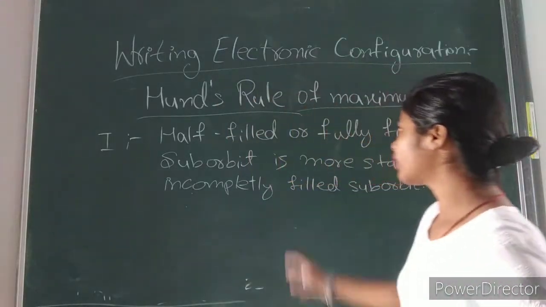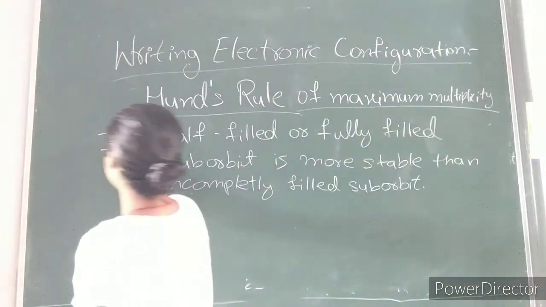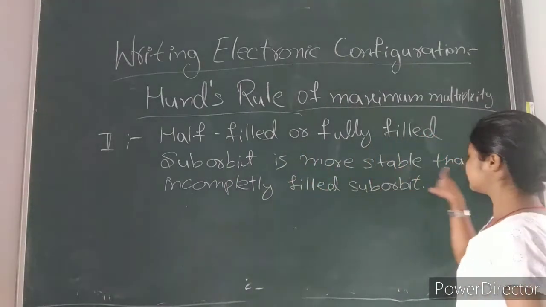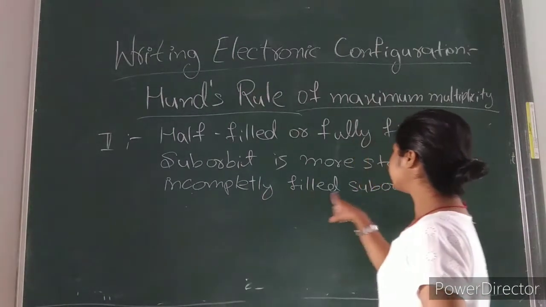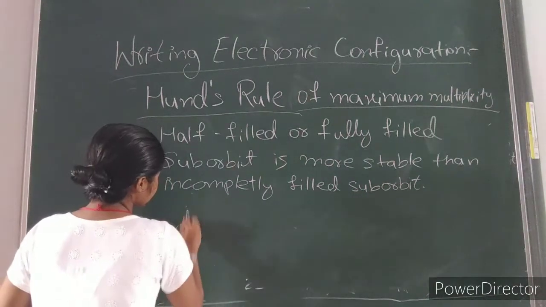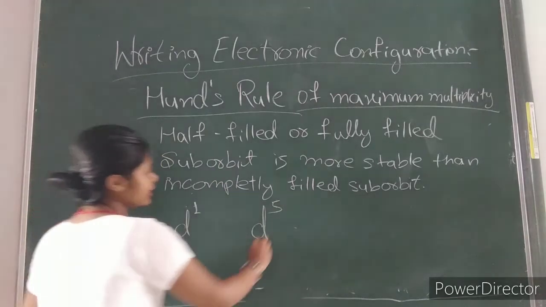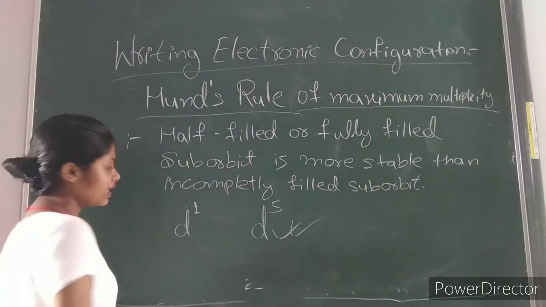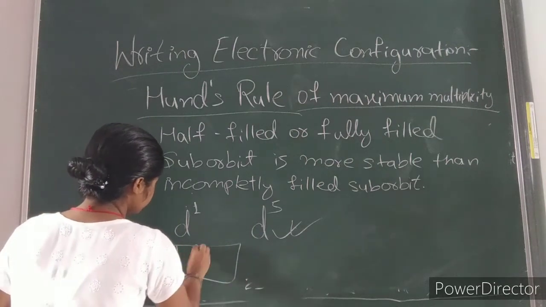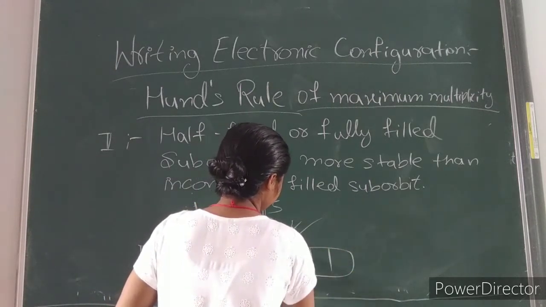Students, now the second part of Hund's rule of maximum multiplicity says that a half-filled or fully filled suborbit is more stable than an incompletely filled suborbit. It means if you have d1 or d5, then d5 will be more stable. Suppose we write the orbitals 1, 2, 3, 4, 5, here also 1, 2, 3, 4, 5.